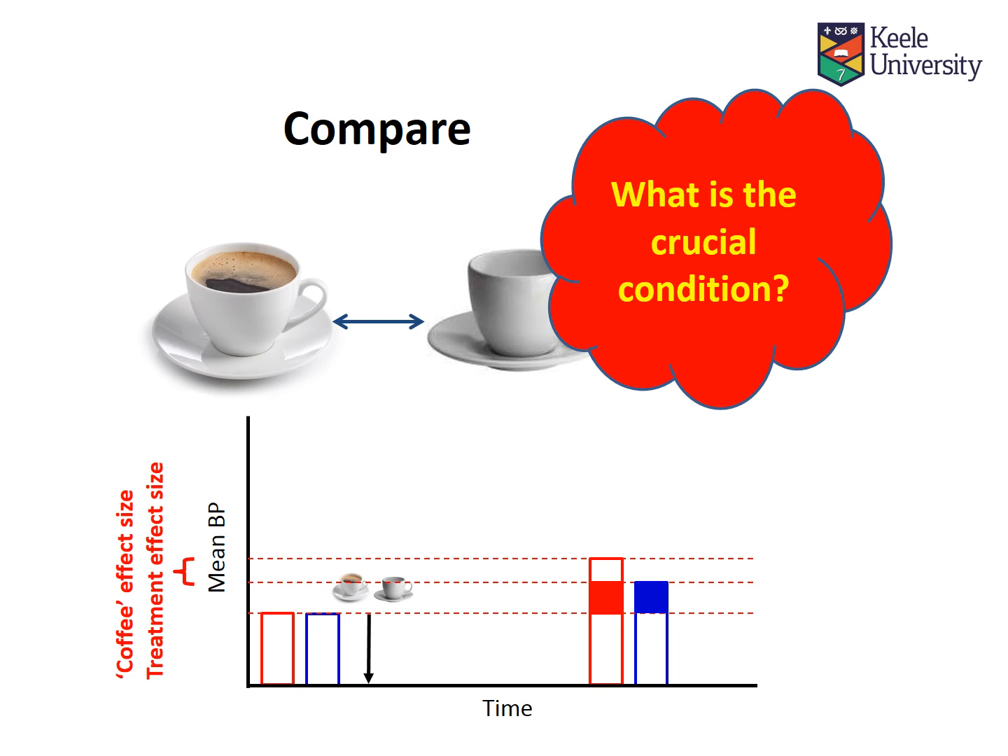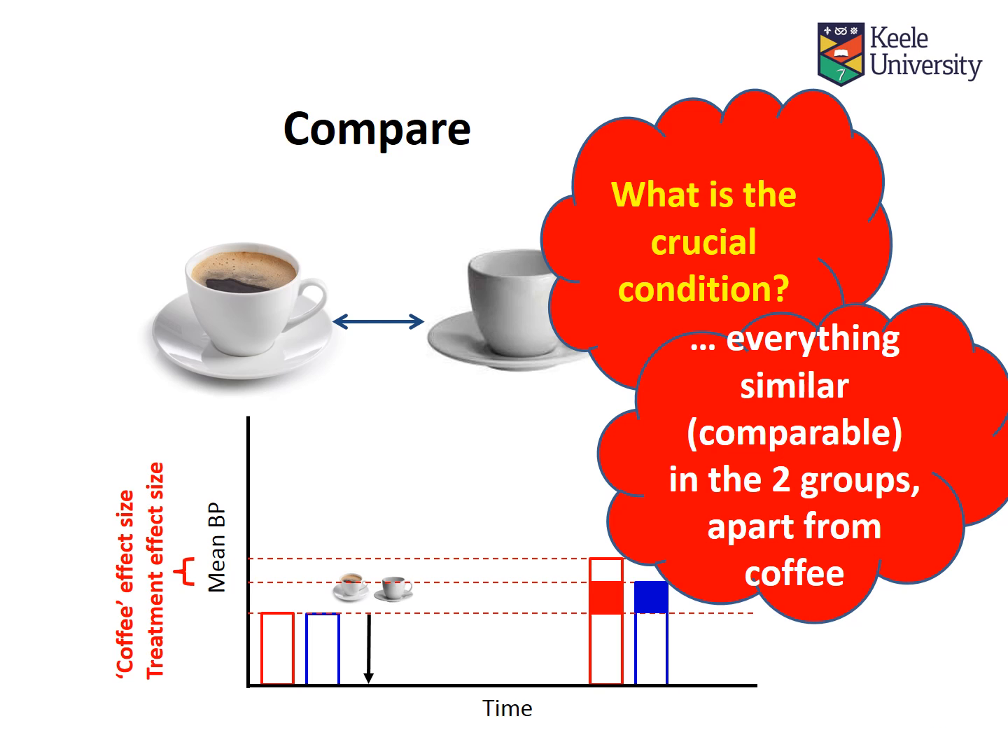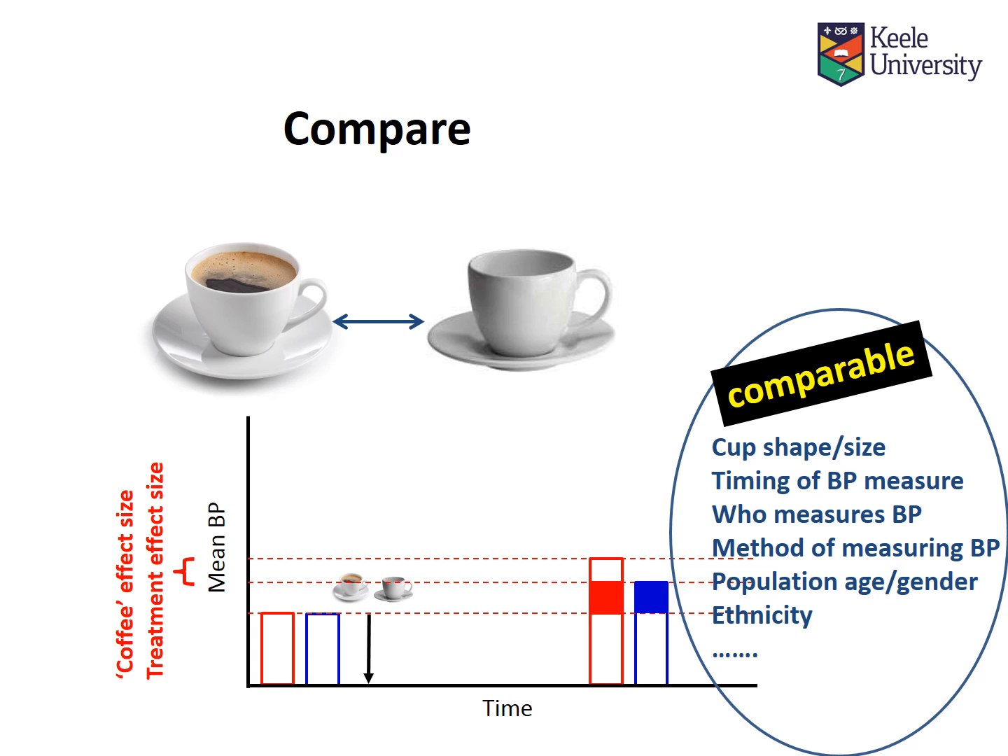I can only say that if I satisfy a very crucial condition, which is that everything in the two groups has to be comparable, apart from the coffee. So I have to have comparability in their blood pressure at baseline. So they have to be comparable in the shape of the cup, the timing of blood pressure measurements, who took the blood pressure, how it was measured. All these issues have to be similar, and the population themselves, their age, their everything should be similar, apart from coffee, which is different between the two groups. Only if I can achieve that condition, I can then confidently say any change in the blood pressure difference between the two groups is because of the coffee.